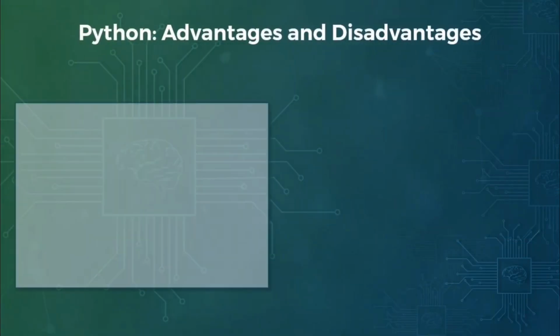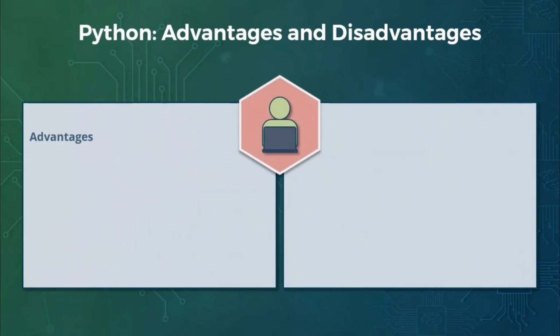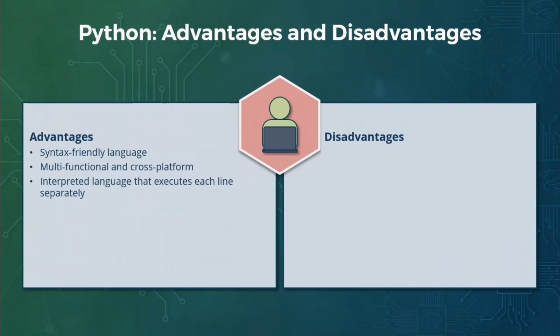Although Python is widely used, each language, however, has its own advantages and disadvantages. Let's see some. Python is a very syntax-friendly language, which makes it easy for beginners to pick up. Python, being a multi-platform language, makes it easy to integrate with other systems and platforms. It also has powerful capabilities to be called from other programs written in C, C++, and Java. It is also an interpreted language which executes code line by line.